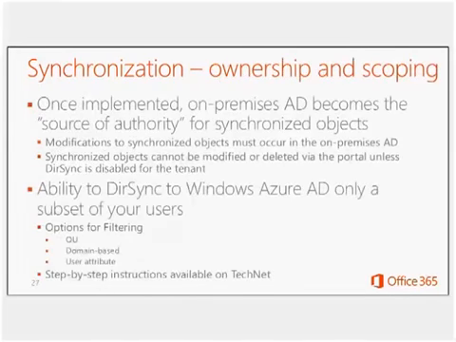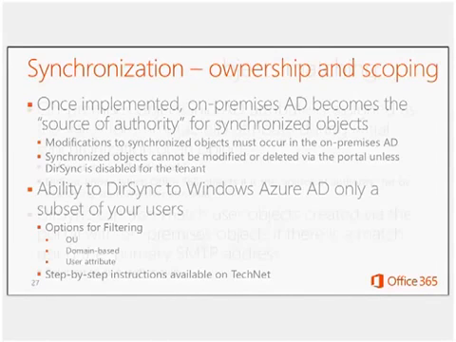Ownership and scoping. Once implemented, the on-premises AD becomes the source of authority for synchronized objects. So modifications must occur in your on-premises AD. And really, the synchronized objects cannot be modified or deleted when you are in the administration portal. It has to come from your Active Directory. And we did want to highlight what we talked about in the last session: the ability to DirSync only a subset of users, based on OU, domain, or user attribute. We have step-by-step guidance on TechNet for that.